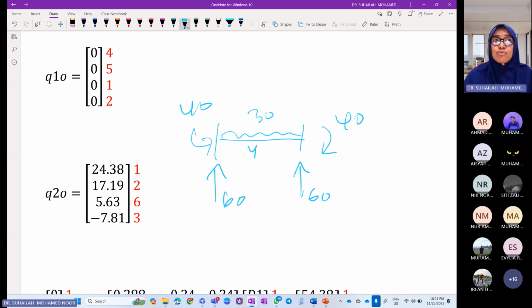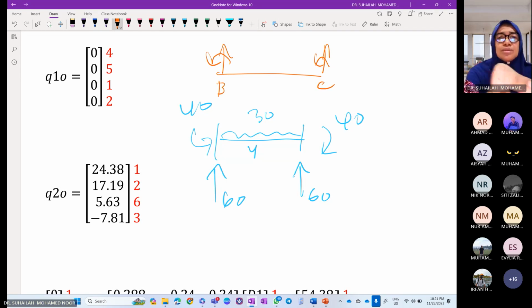Okay, then you have to have another diagram just to compare the position. So this is near and far. Means that this is B and C, right? So at B we label as 1 and 2. This is 6 and 3. Okay, 1, 2, 6 and 3.